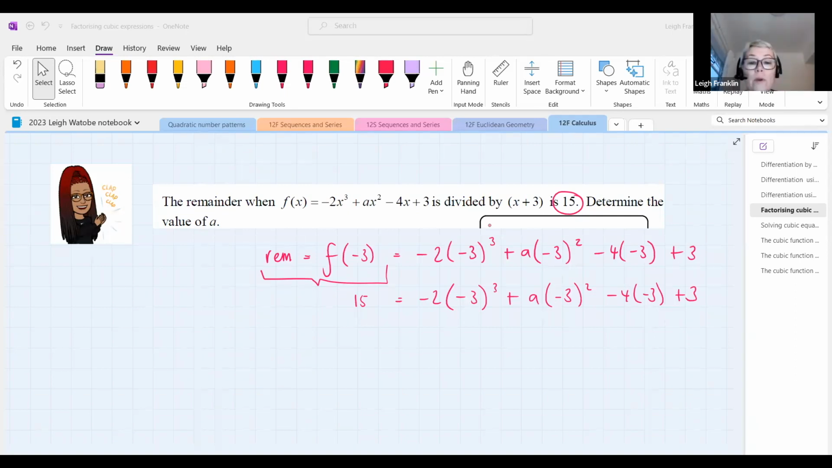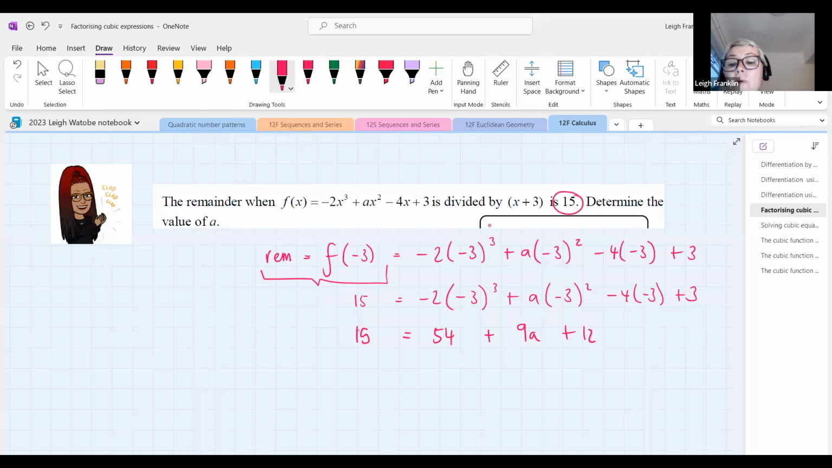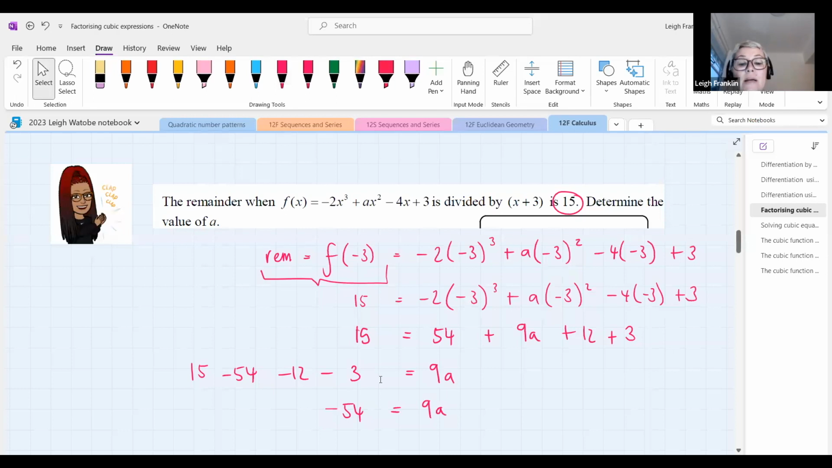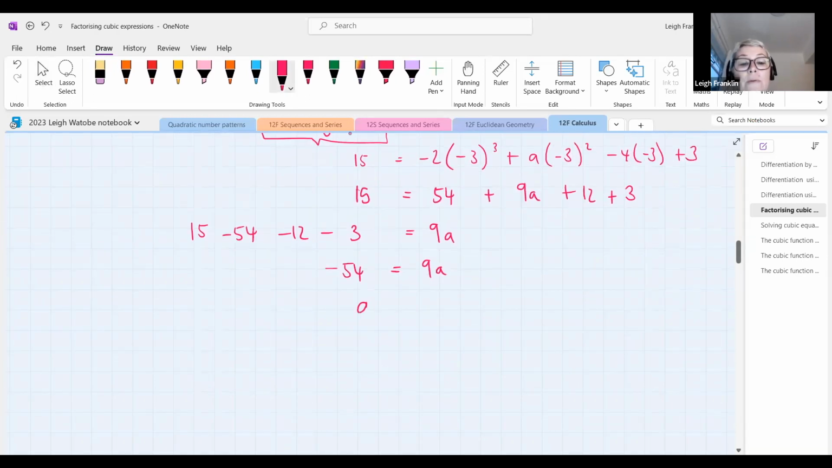So when we multiply this out, it would give us negative 27 times negative 2. So that would be 54 plus positive 9a plus 12 plus 3. So on the right-hand side, we'd have 15, take away 54, take away 12, take away 3 to give us 9a. So that gives us negative 54 on the right-hand side. And when we divide both sides by 9, we'd end up with a being equal to negative 6.